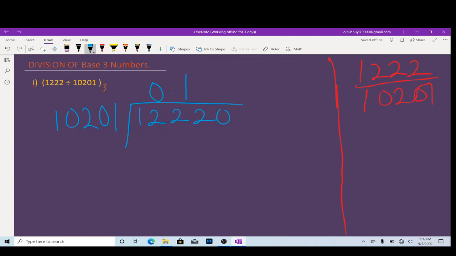Okay. 1, 0, 2, 0, 1. Subtract this. 0 minus 1. Don't let it go that way. You have 1 left here. Whenever you borrow, you're dealing with base 3. This one will be 3. This minus this, you have 2. Then here, you have 1 left. This is 0. This is 2. You see that?